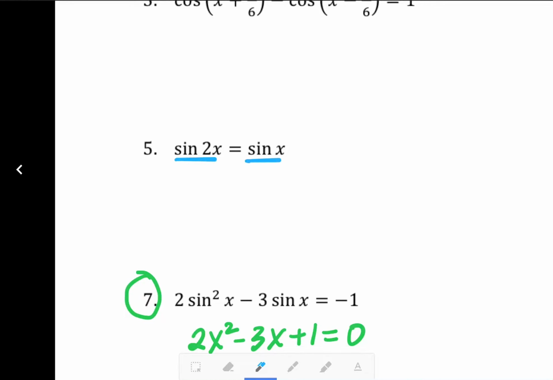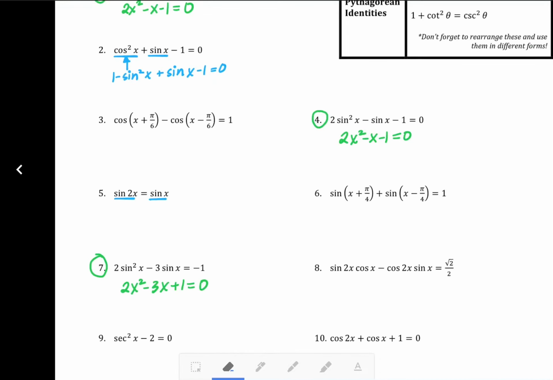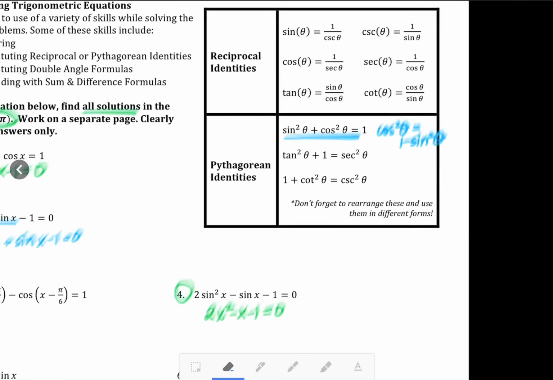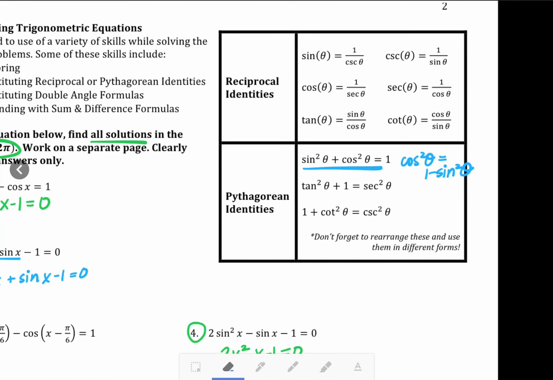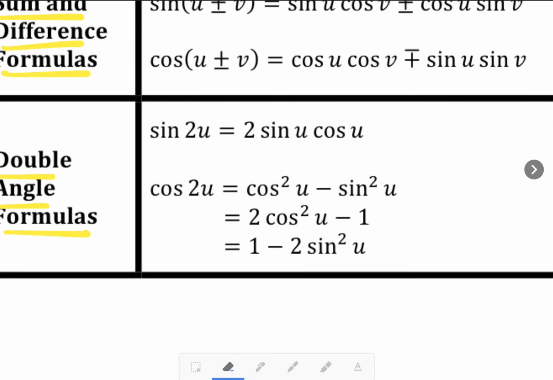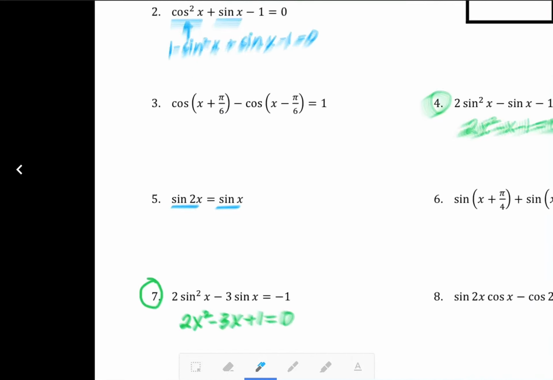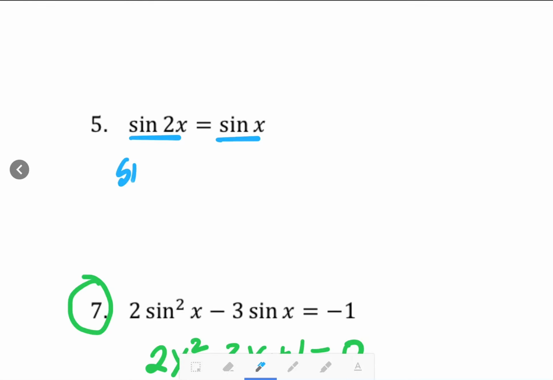Same goes right here. These are not the same function. Sure, they're both sine, but this one is 2x and this one is x. But I have some new formulas. Do I have a formula that can somehow change this sine 2x into a sine x? I do. I'm going to flip back to the last page right here. My sine 2x is 2 sine x cosine x. So I can substitute that in.